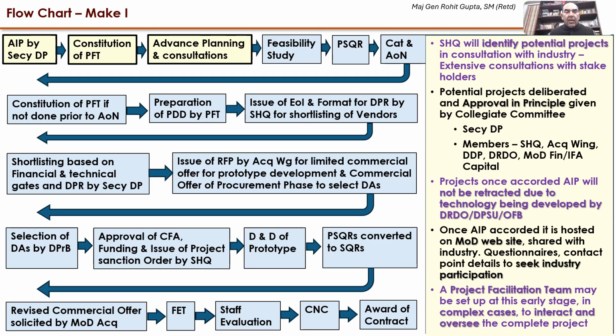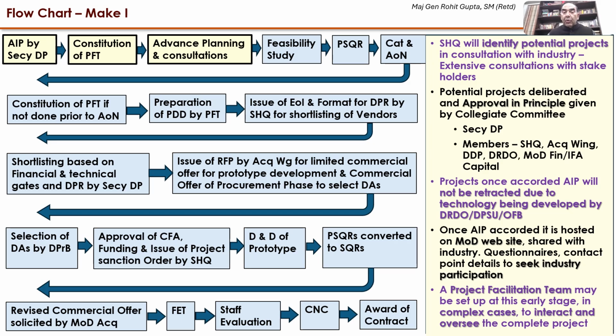Now, the first step is that SHQ, Service Headquarters, will identify the potential projects in consultation with the industry. In this case, extensive consultation is carried out with all stakeholders. All the potential projects are deliberated upon, and an approval in principle is given by a collegiate. The collegiate is comprised of the Secretary, Defence Production, and members from SHQ, Acquisition Wing, Department of Defence Production, DRDO, MOD Finance, and the IFA Capital.